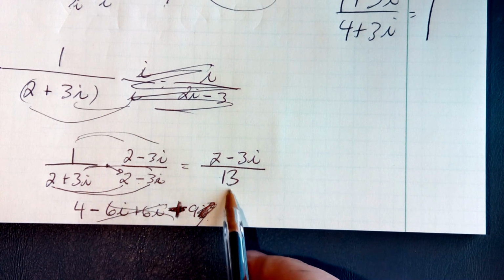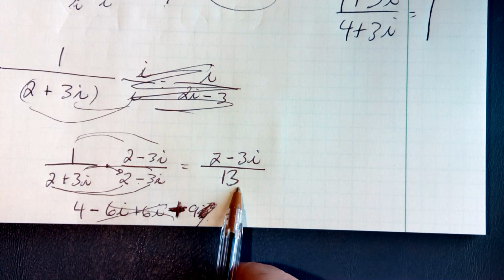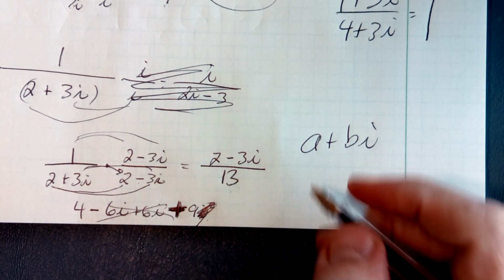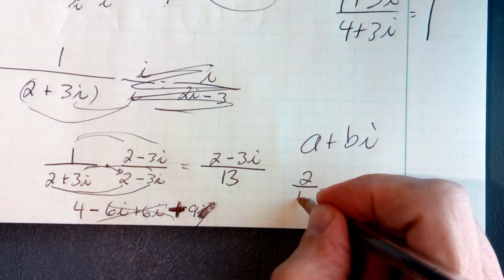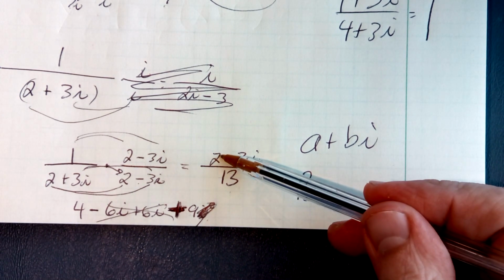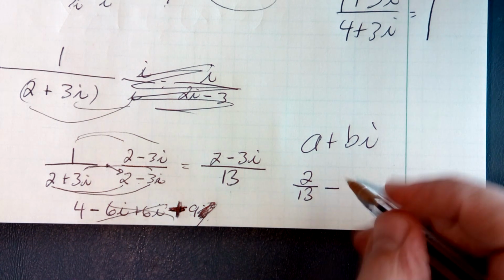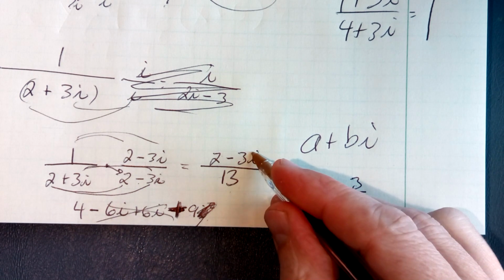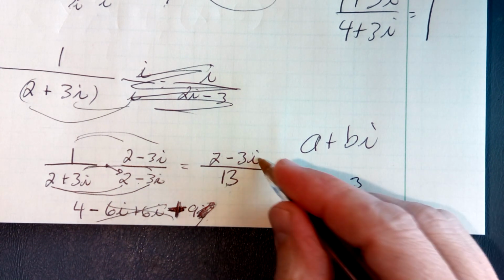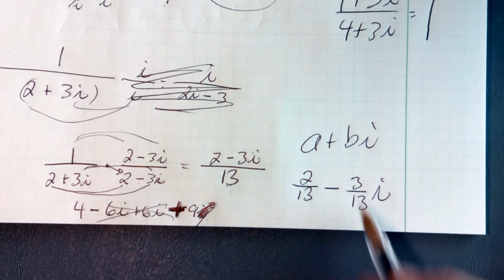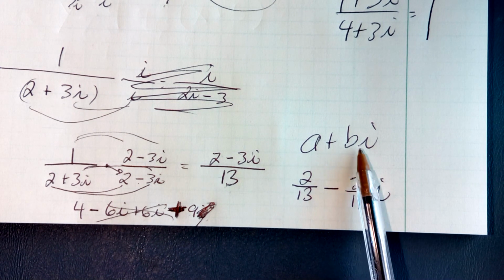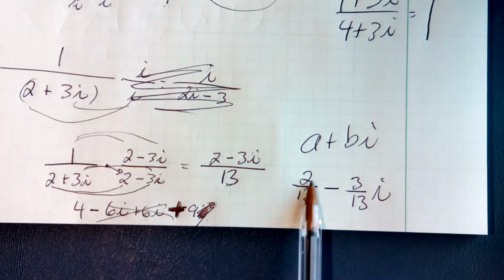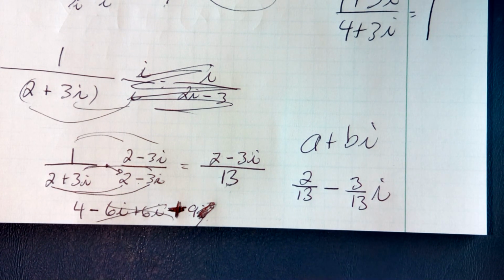Now I don't have i in the denominator, but it's still not written in the right form. Remember, we got to write it in a plus bi form, so I separate that into two fractions. I'd write it as 2 over 13. That's that first term divided by 13, minus that second term divided by 13, and I'm only going to do the 3 over the 13, and the i that's in the top I'm going to pull out behind, and now I'm in the form of a plus bi. So 1 divided by 2 plus 3i is actually 2/13 minus 3/13 i.